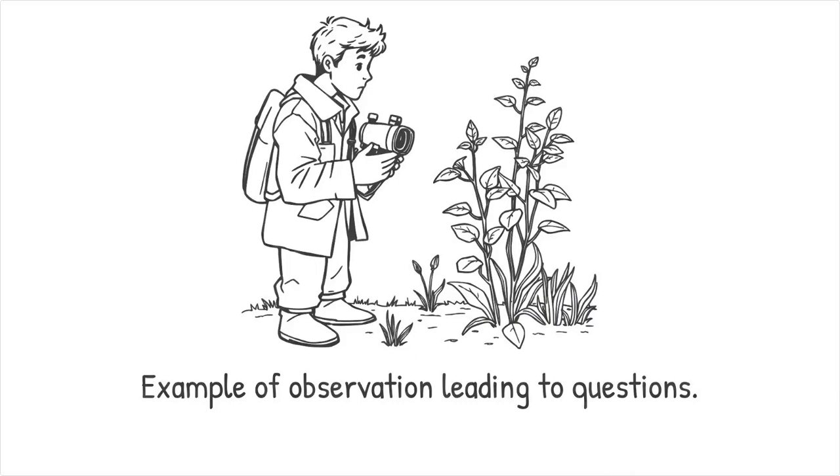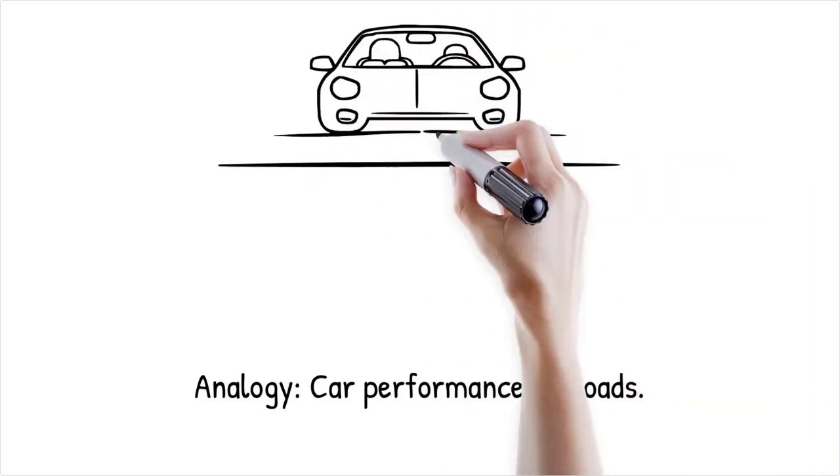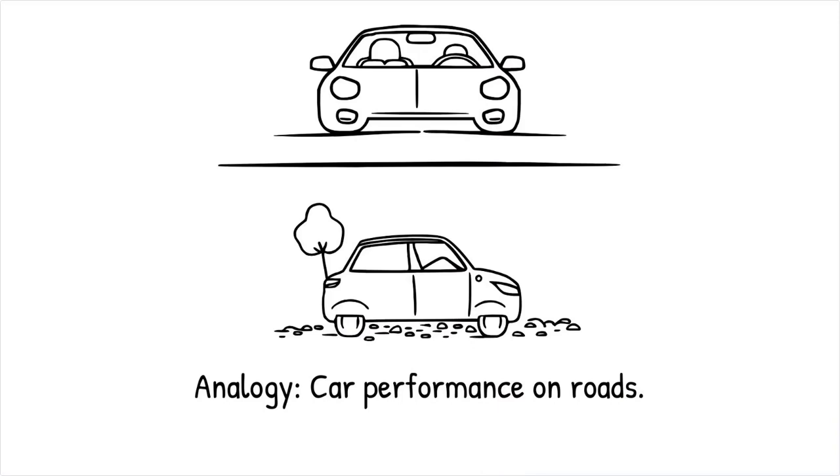A researcher might notice that certain plants thrive in one area but not another, and then ask what environmental factors are causing this difference in growth. It's like noticing that your car performs better on a smooth road than on a bumpy one, prompting you to question what aspect of the road is affecting its performance.